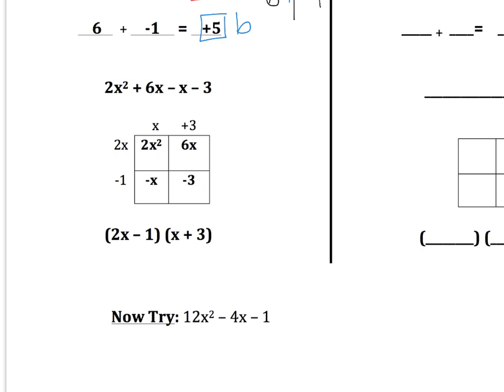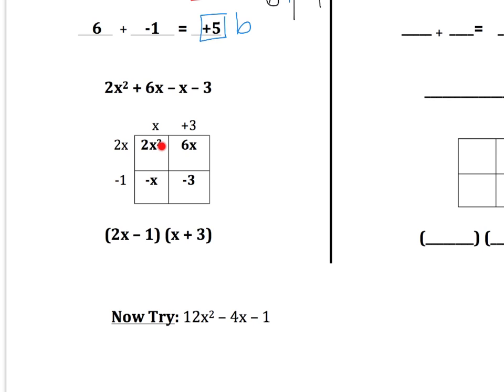Now with that said, after you arrange those 4 terms in the box, you need to factor out the GCF, or what's common between every 2 terms. For example, let's start vertically: 2x squared and negative x. What's common between them? This has a number, this does not have a number, or basically it's negative 1. So 2 and negative 1 have nothing in common.